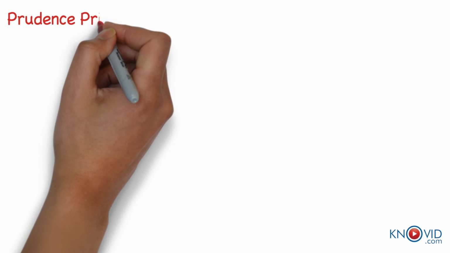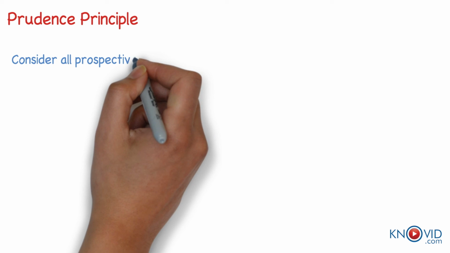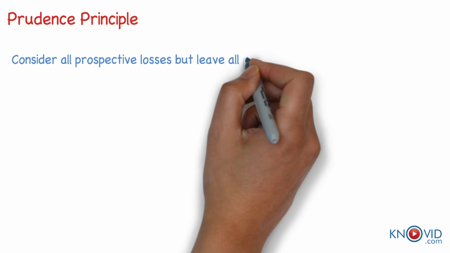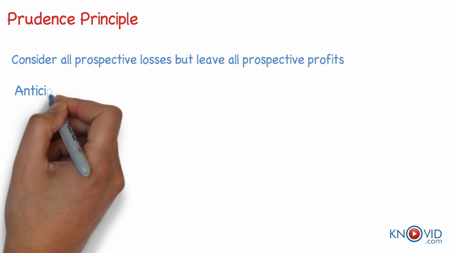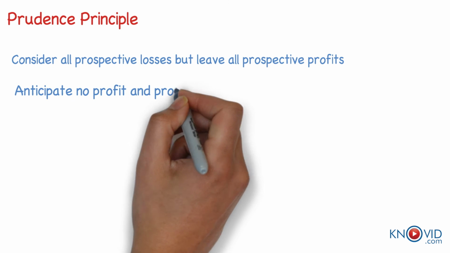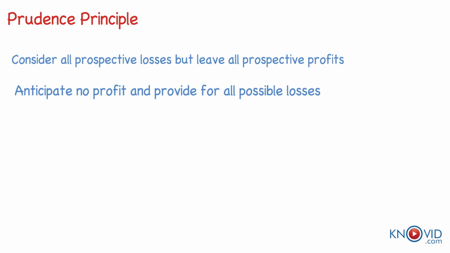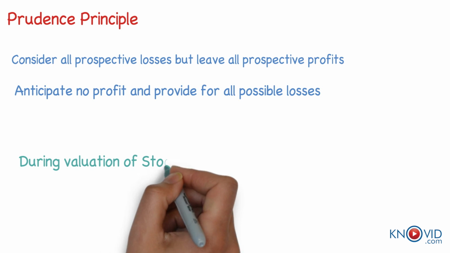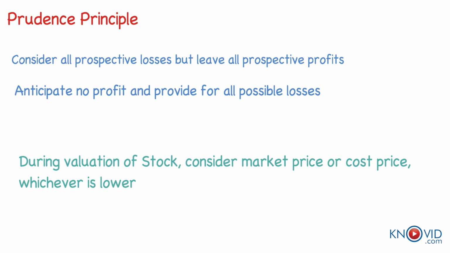The prudence principle takes into account all prospective losses, but leaves out all prospective profits. The essence of this principle is: anticipate no profit and provide for all possible losses. For example, during valuation of stock, consider market price or cost price, whichever is lower.